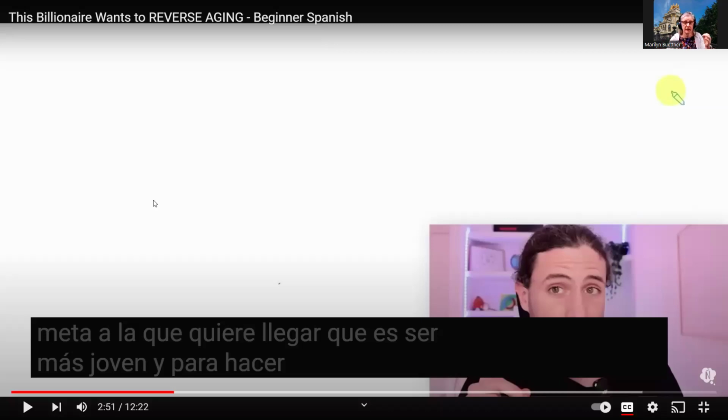And he just used llegar because that's at arrival, get to that point, okay? But with that little verb, we need that little a word, a la que, to, and the la que is talking about meta. The goal he wants to get to. Tiene una meta a la que quiere llegar. He's got a goal he wants to reach. Where he wants to reach, he wants to get to, to do this.